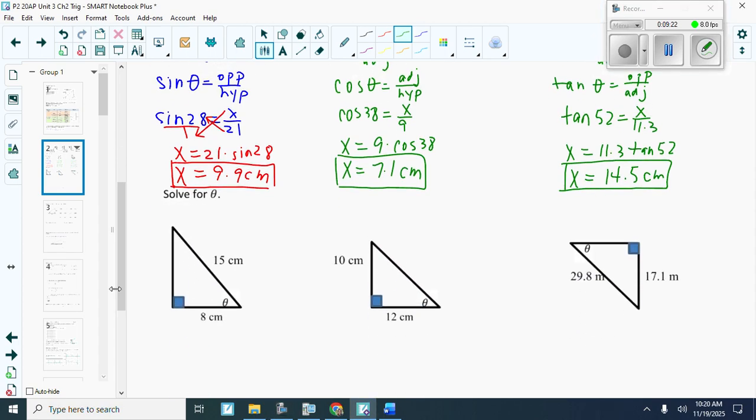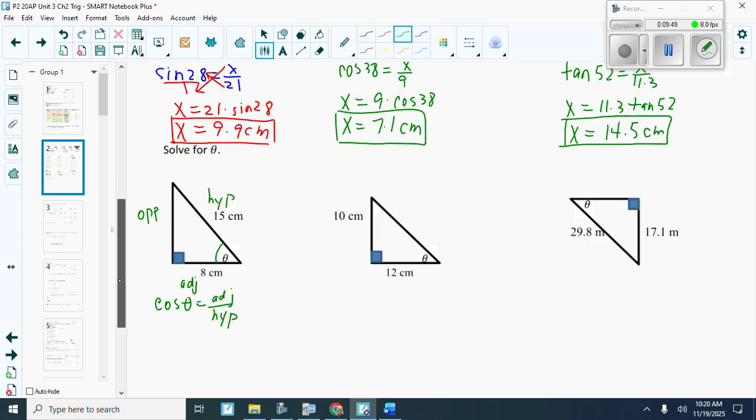Alright. The next example is solving for our unknown angle. So I'm just going to label my diagram. Again, opposite, adjacent, hypotenuse. In this case, I'm interested in cosine, which is adjacent over hypotenuse.